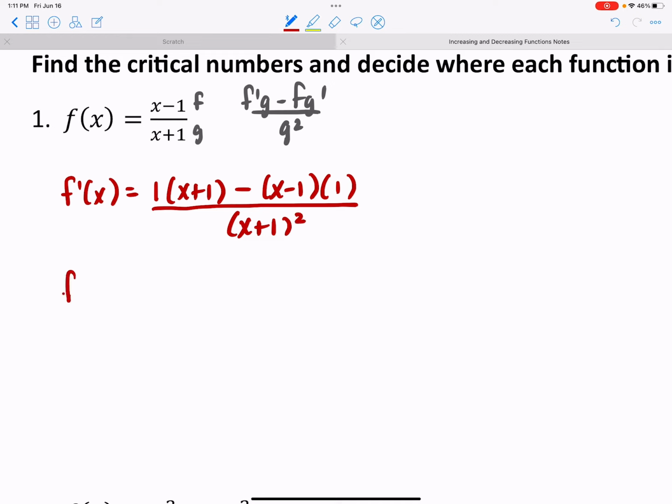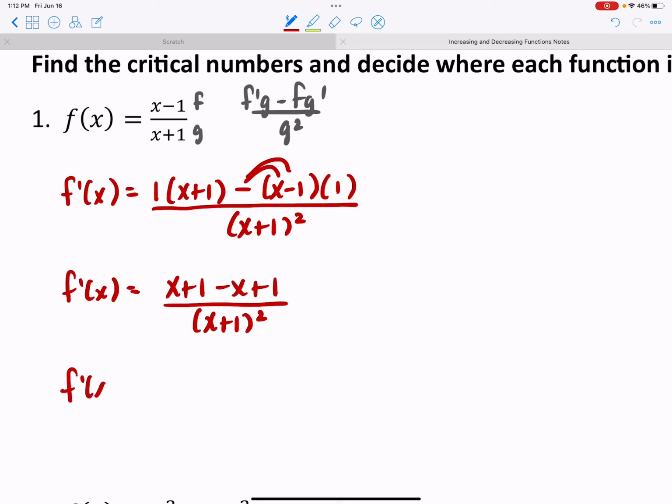Alright, so let's clean that up a little bit. Well, multiplying by 1 is not going to change the x plus 1, and I'm going to distribute the negative here. Again, multiplying by 1, not going to do anything, so we're going to have a negative x and a positive 1, and g is still squared on the bottom. So ultimately, f prime of x, our derivative, is going to be, let's see, x and negative x, those are going to cancel, so 1 and 1 makes 2. So it's going to be 2 over x plus 1 squared.